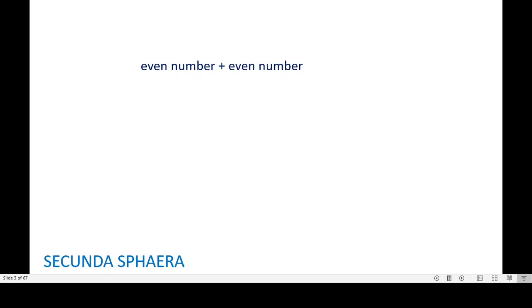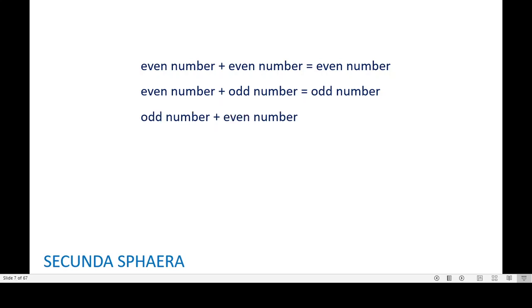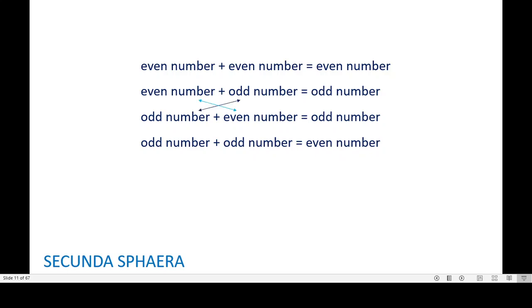If you have an even number plus an even number, the total is an even number. An even number plus an odd number, the total is an odd number. An odd number plus an even number, the total is an odd number. And now, an odd number plus an odd number gives a total of an even number. Now keep in mind that the second and the third line mean the same due to the commutative property. However, I'm just keeping the two lines in here for completion.